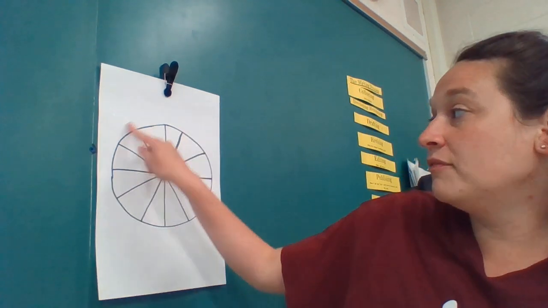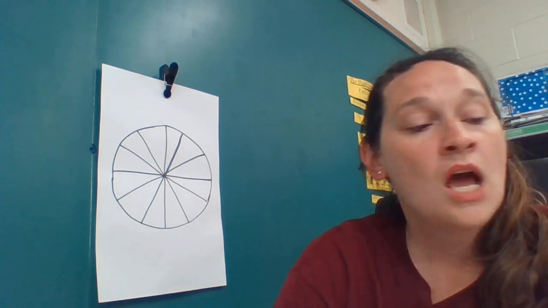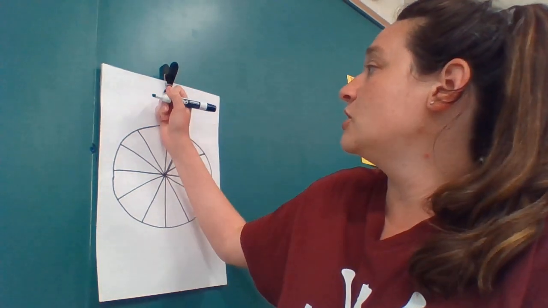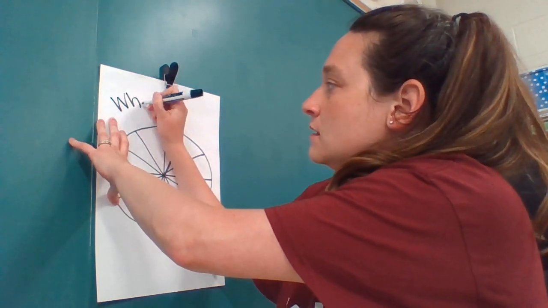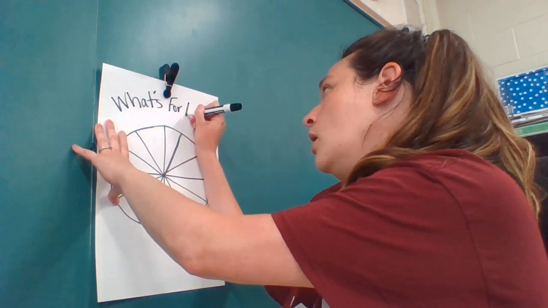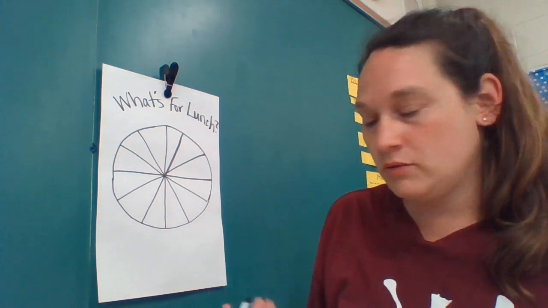So I have here a circle graph, a pie chart. And for this pie chart, I created a survey, and I asked people if they would like to have sandwiches for their lunchtime or if they would rather eat something else for lunch. So I'm going to put my title on. My question is, what's for lunch? That's my survey question. That's what it's all about, okay?